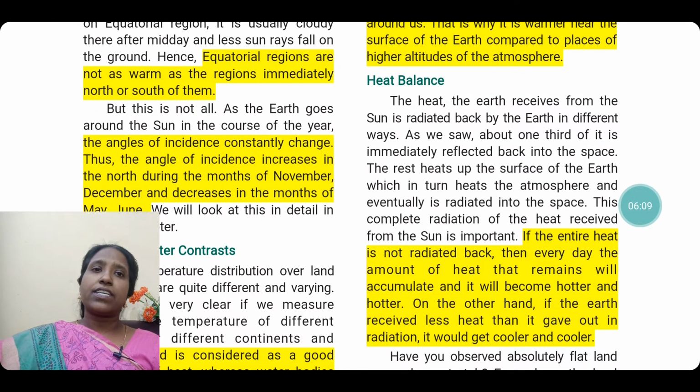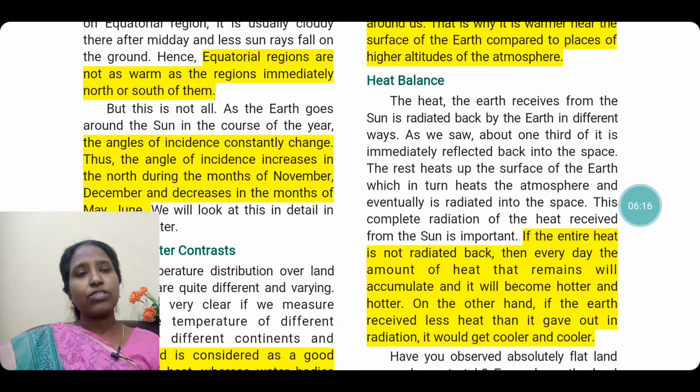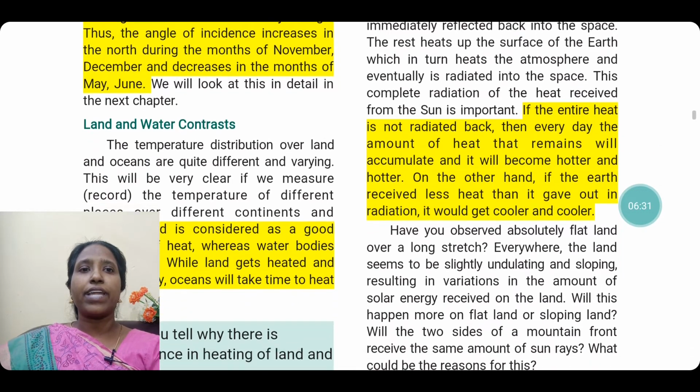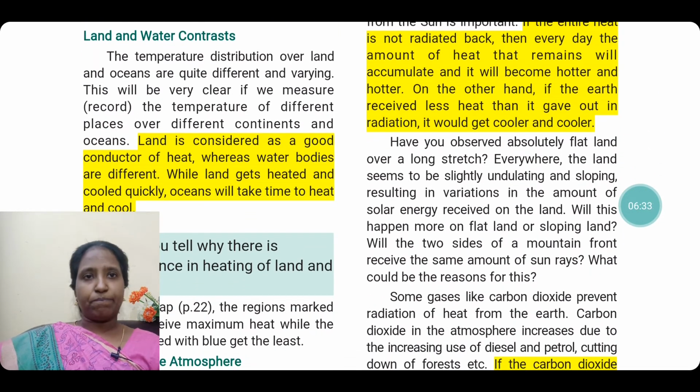The angle of incidence constantly changes. Thus, the angle of incidence increases in the north during the months of November and December, and decreases in the months of May and June. This is because the earth rotates around the sun. This angle of incidence also doesn't remain the same. It keeps changing from one period of time to another.